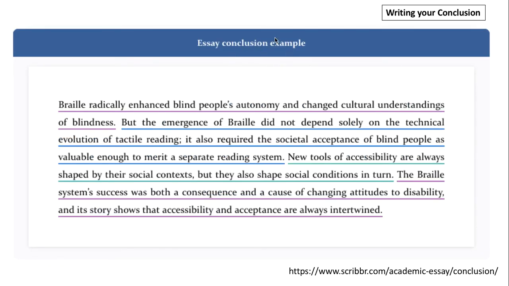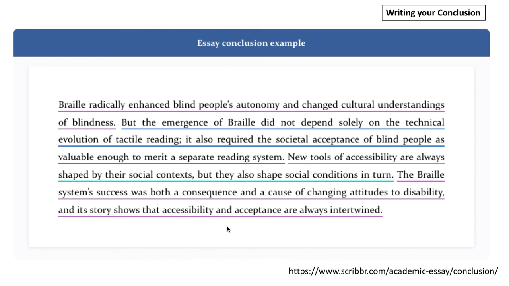Here's an example conclusion. Braille radically enhanced blind people's autonomy and changed cultural understandings of blindness. And then that was our main thesis statement, right? Restated. And then it comes full circle within the very conclusion. The Braille system's success was both a consequence and a cause of changing attitudes to disability, and its story shows that accessibility and acceptance are always intertwined.